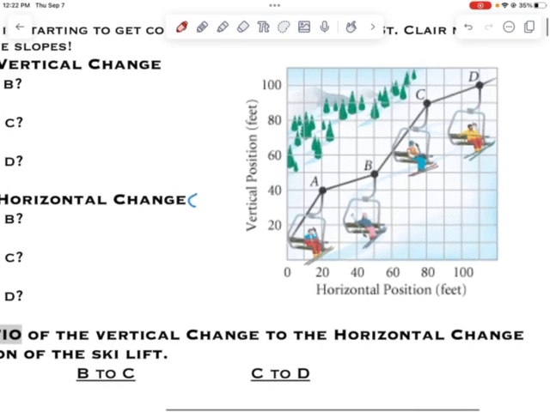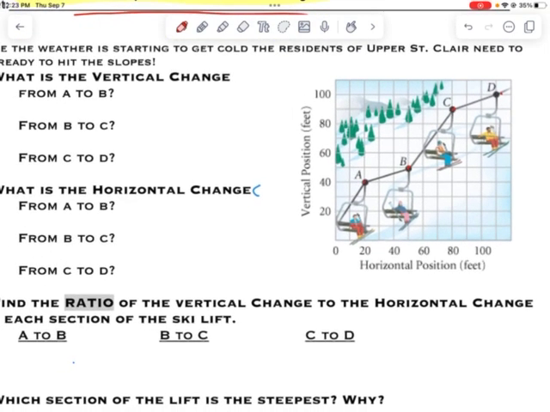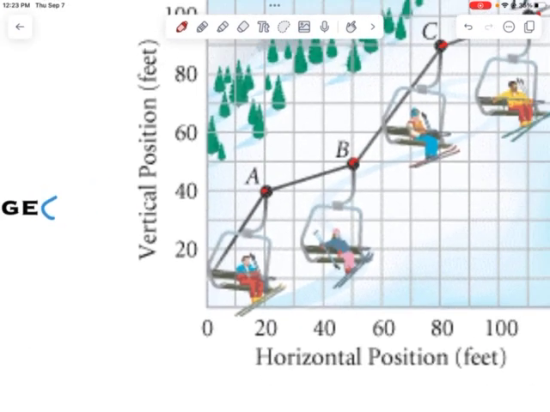And as you can see, the ski lift at different times rises at a quicker rate, or is steeper. So we're going to calculate the rate of change, the vertical change and the horizontal change between points A and B, B and C, C and D. All right, so let's start off and take a look at the vertical change from A to B.